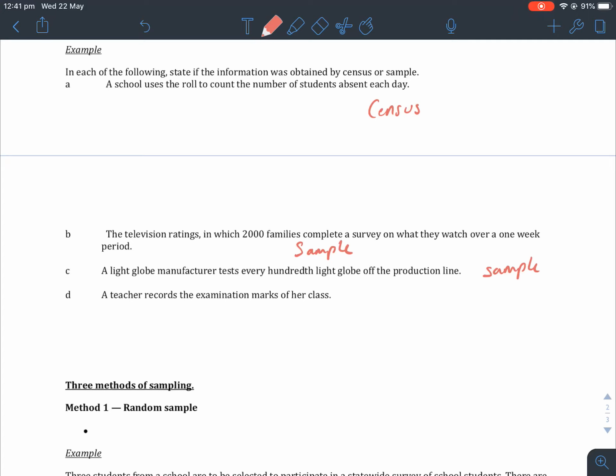And D, a teacher records the examination marks of her class. Well, the teacher wants every single student's marks in her class, not just some of them. So that would be a census, every single student.